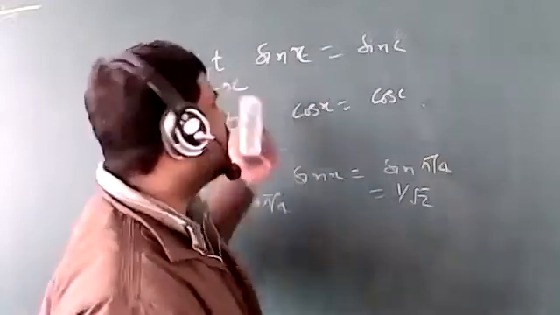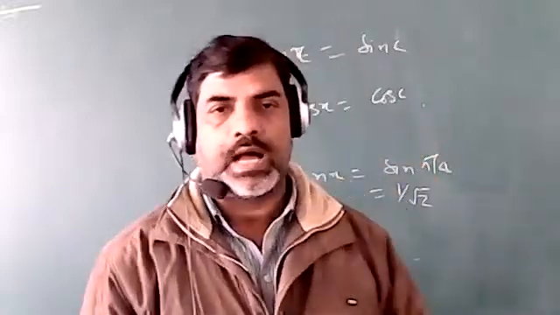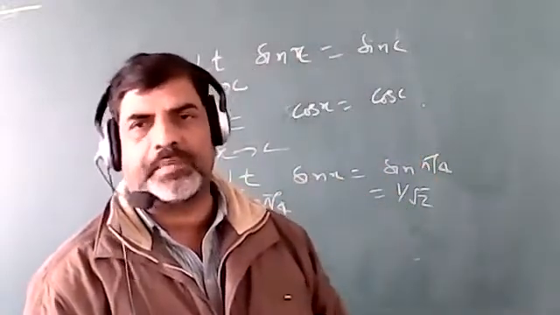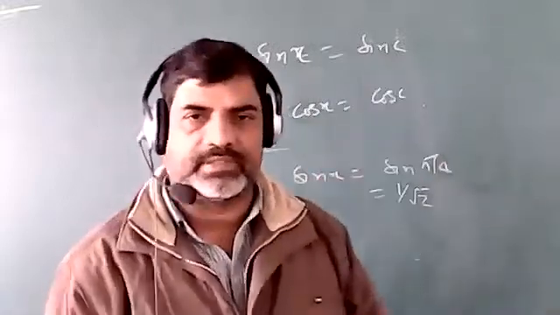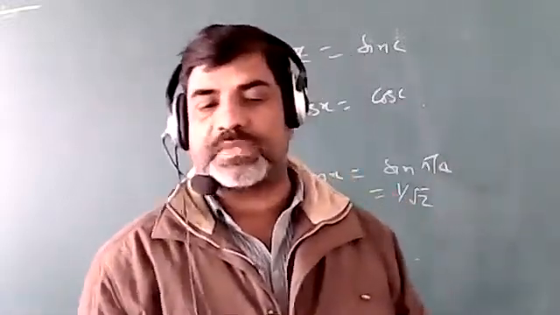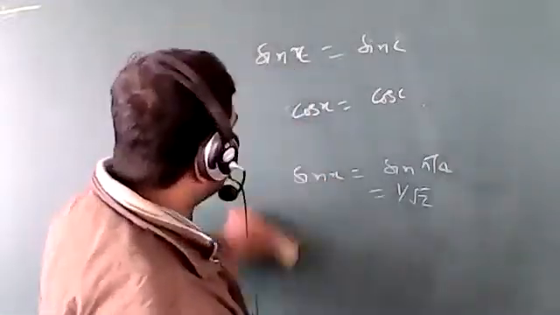Similarly, limit x tending to c, tan x becomes tan c. For any trigonometrical ratio, in place of x you write c. Whatever the value of c, find the corresponding value of the angles. Then if limit x is tending to 0, there are three more important results.